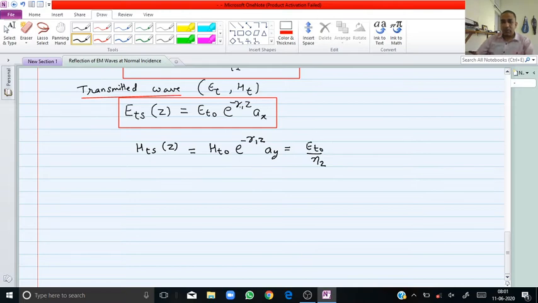Oh sorry, this must be gamma 2 here, because the transmitted wave is present in medium 2, so these two factors will be gamma 2 and gamma 2. So this will be e raised to power minus gamma 2 z ay.